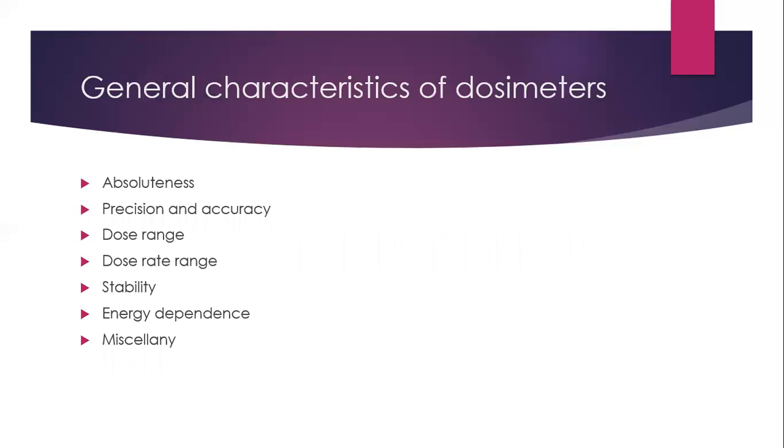And here are the general characteristics of dosimeters. Absoluteness, precision, and accuracy. Accuracy specifies the proximity of the mean value of a measurement to the true value. And precision specifies the degree of reproducibility of a measurement. High precision is equivalent to a small standard deviation. And dose rate range, stability, energy dependence, and incidence.